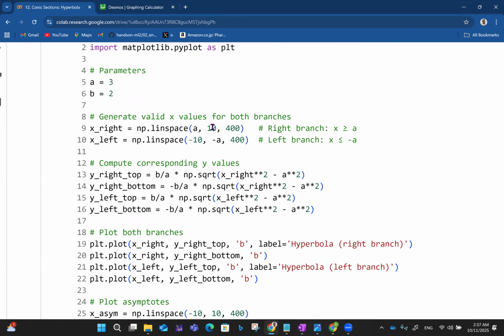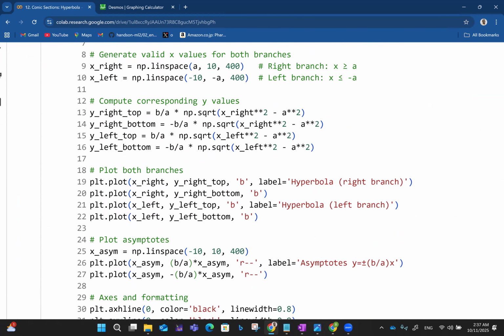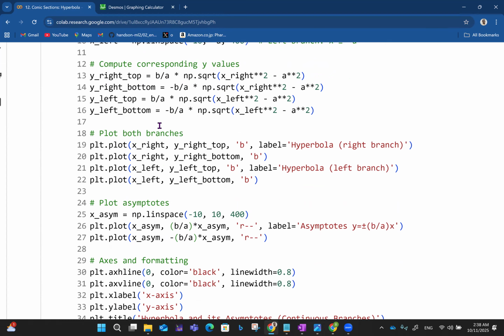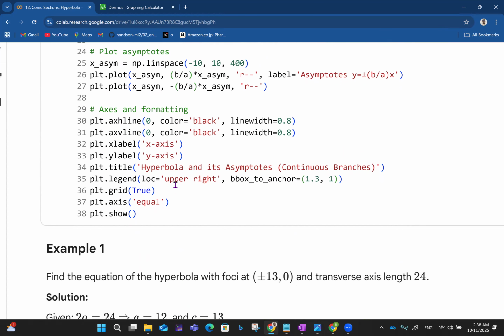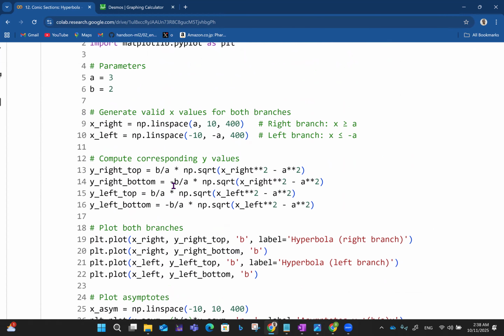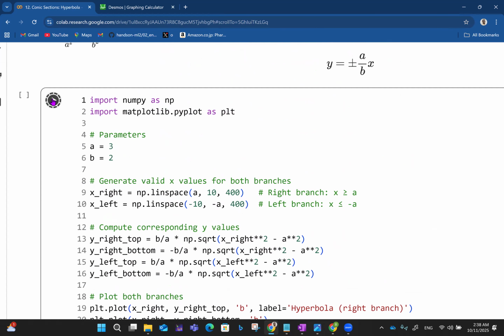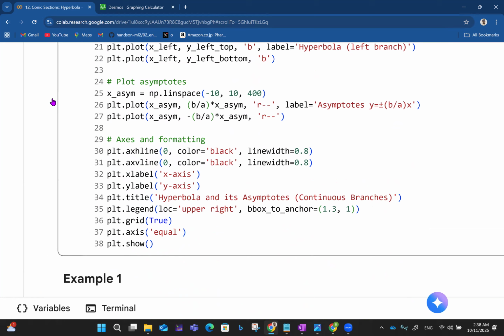Then you generate valid X values for both branches. So you have X right, X left, and all that, from A to 10 and minus 10 to minus A. Compute the corresponding Y values using the necessary formula, and then plot both branches, plot the asymptotes, then do the axis formatting. So with all that, we can see the things we've been talking about.